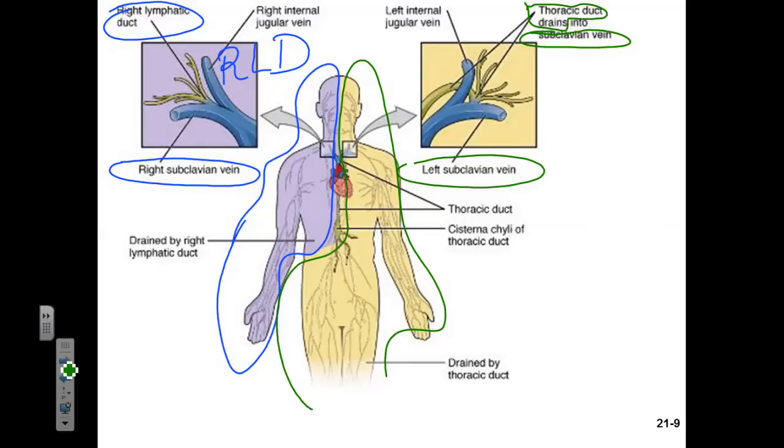Bingo, to the heart. So these lymphatic vessels, the right lymphatic duct and the thoracic duct, all drain into veins that are right next to the heart. So that fluid is immediately going to go into the heart and be distributed to the rest of the body through the cardiovascular system.